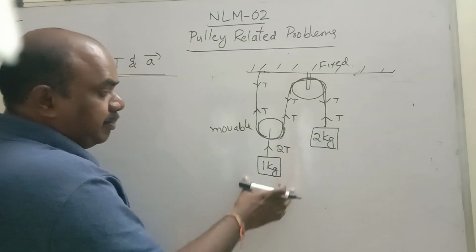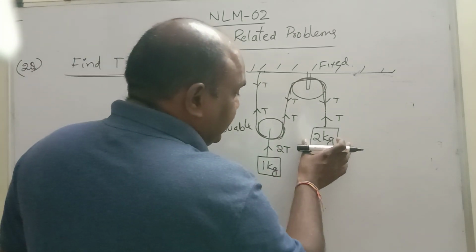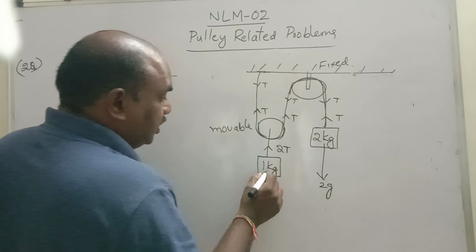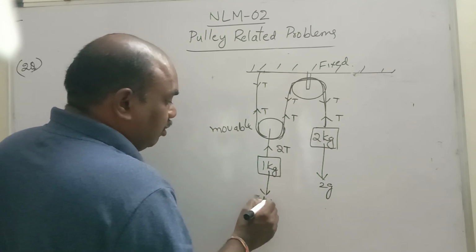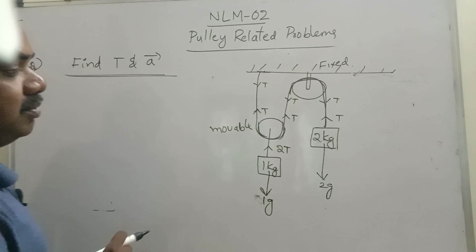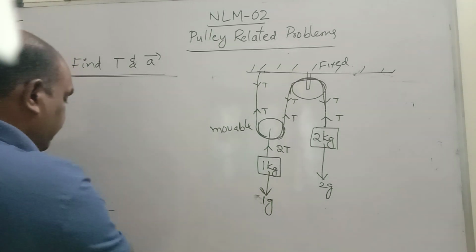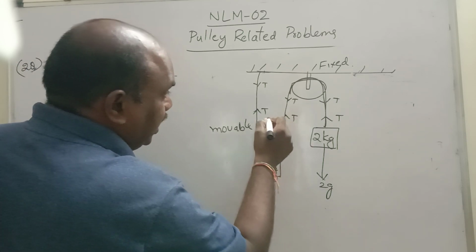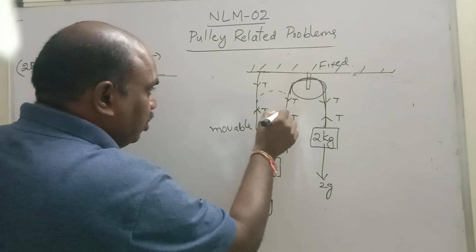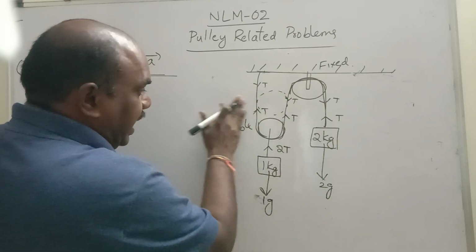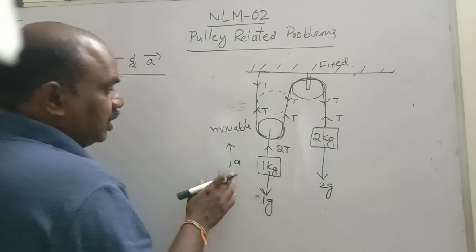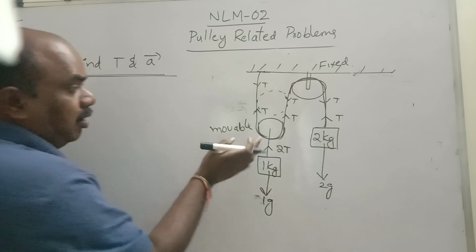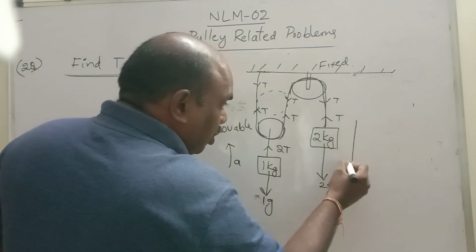2 times the tension is applied on the 1 kg, and one tension T is applied on the 2 kg. Weight is always downwards, 2g downwards, and this is 1 kg, so 1g downwards. Weight always acts towards the center of the earth. Now what will happen, we will see the free body diagram. Before that, let us consider this 1 kg is going upwards, that means the acceleration of this body is upwards. If it goes up 1 meter, what will happen? 1 meter plus 1 meter, this comes 2 meters downwards. Is it right or not?